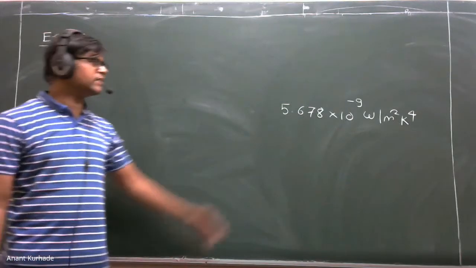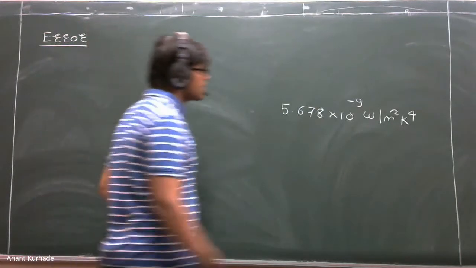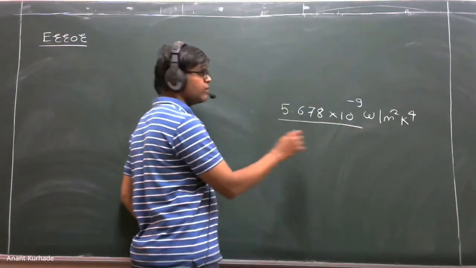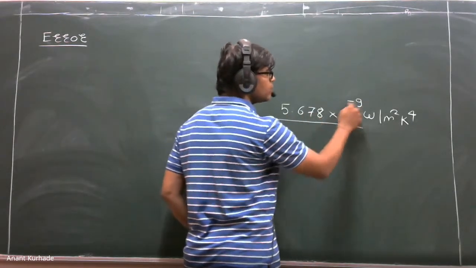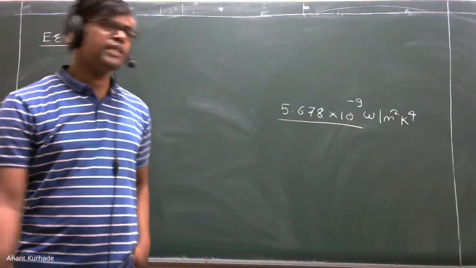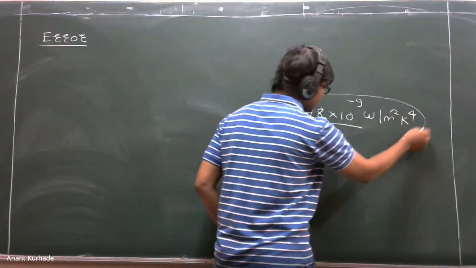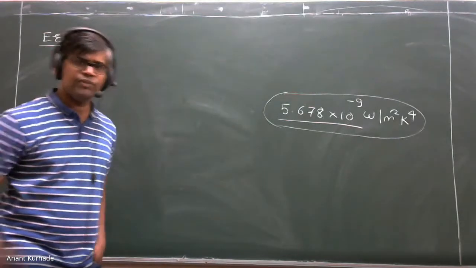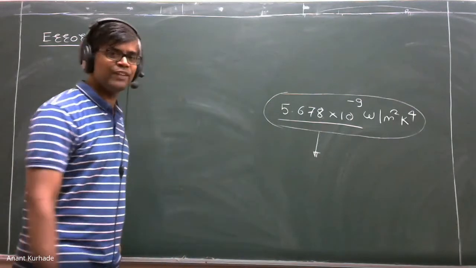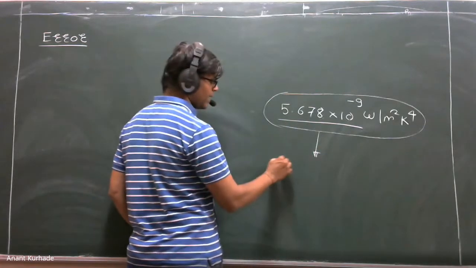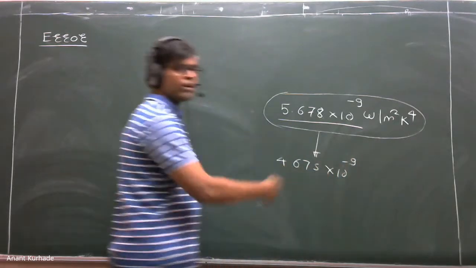You have this practical, the calculation of the Stefan-Boltzmann constant, in the subject heat transfer. You can remember it as 5, 6, 7, 8: 5.678 into 10 raised to minus 8 watt per meter square Kelvin raised to 4. This is a constant, a fixed value, but after performing the experiment you can get a different value, for example 4.675 into 10 raised to minus 9 for one batch.